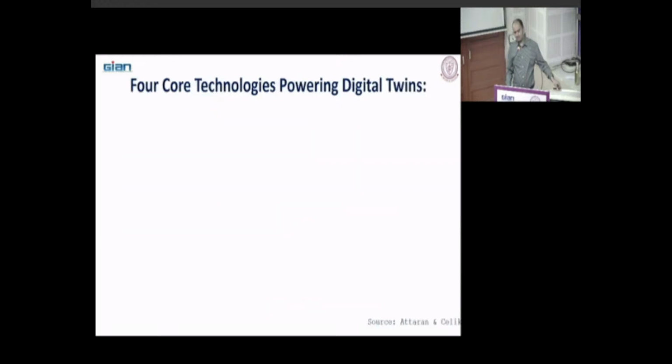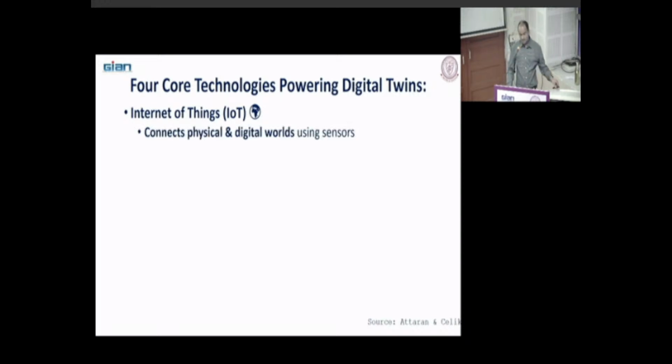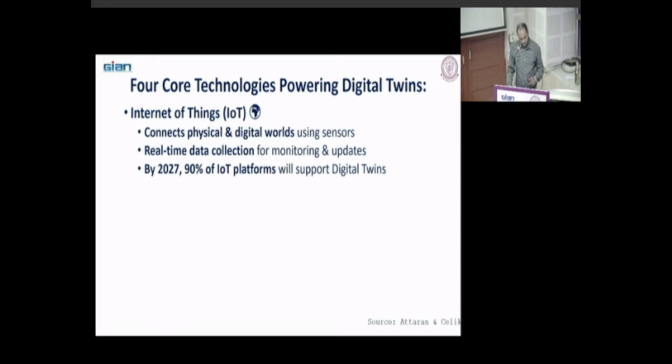So, 4 core technologies powering digital twins. What are those 4 important technologies? Obviously the first is the Internet of Things. Why do we need it? To capture the data from the physical object, the physical system. It connects the physical and digital worlds using sensors, RFID, QR codes. It can easily scan the information available on the packaging and transfer it to the cloud. Real-time data collection for monitoring and updates. By 2027, 90% of IoT platforms will support digital twins.